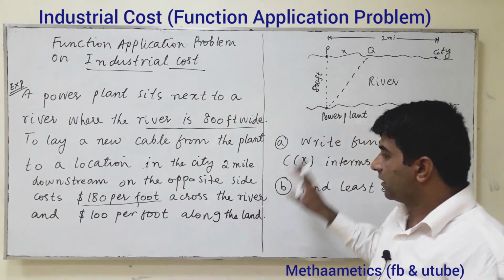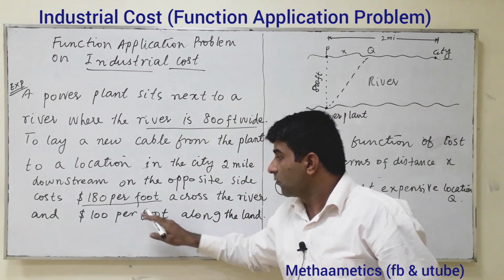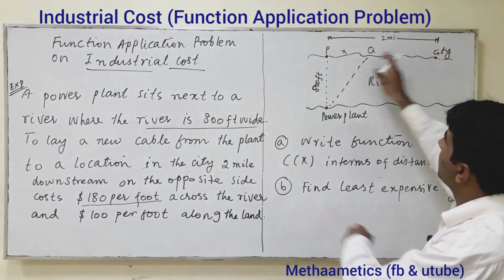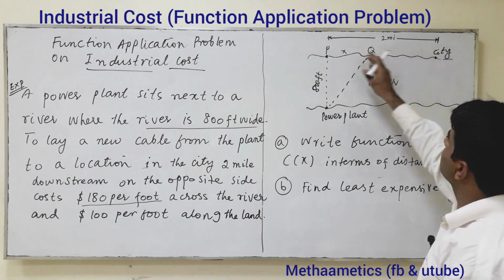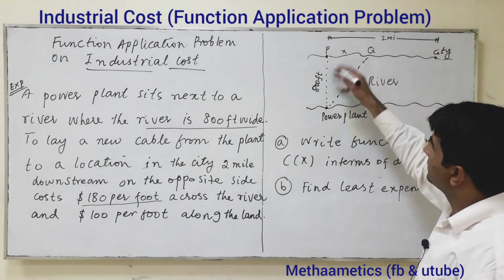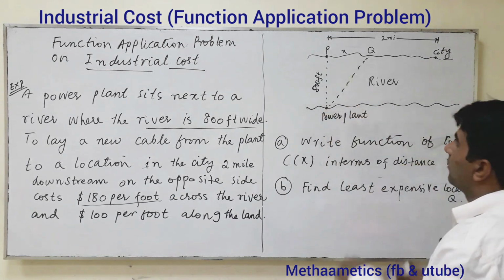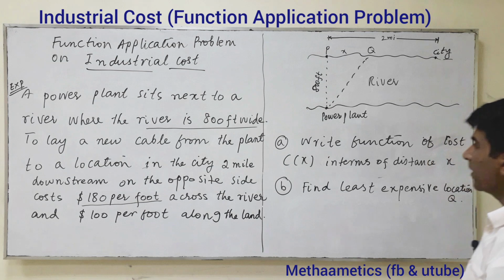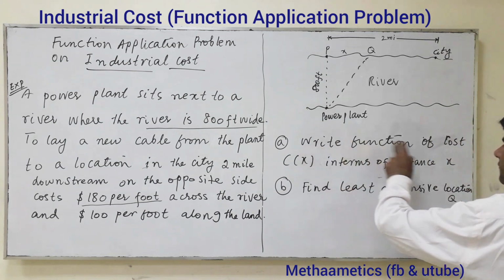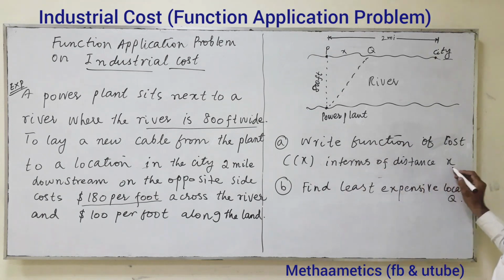Across the river, according to the calculation, and $100 per foot along the land. Along this land, it costs $100 per foot, and across this water, across the river, the cost is $180. We have to write a function of the cost in terms of distance x.